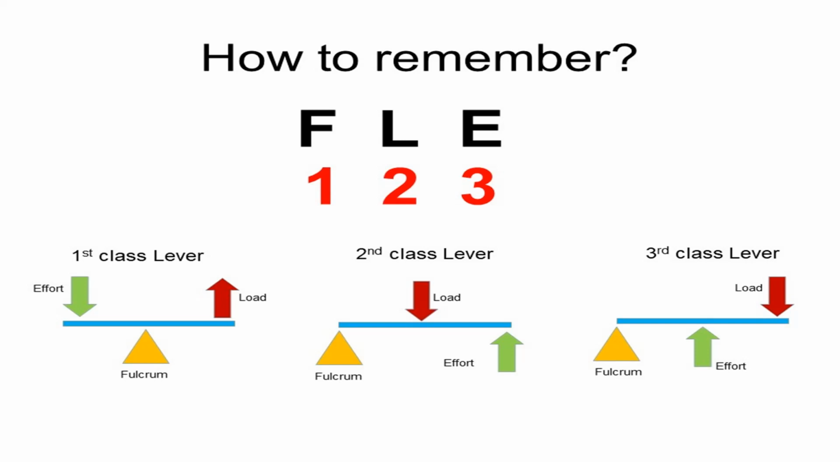Second class, you look at the illustration, F and E are on either side, and the load is in the center. The third class, effort is in the center. You look at the illustration, E is in the center, F and L are on either side. So you can remember this way. For me, I remember this as the seesaw is the first class, the wheelbarrow is the second class, and the fishing rod is the third class. You can also remember the application and then reverse engineer in the exam if you have to.